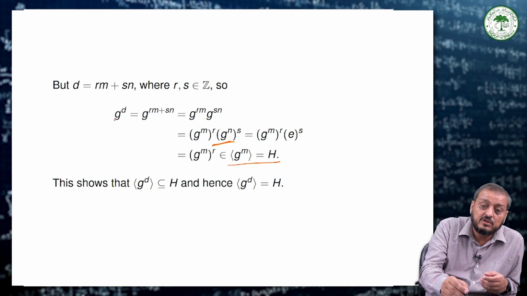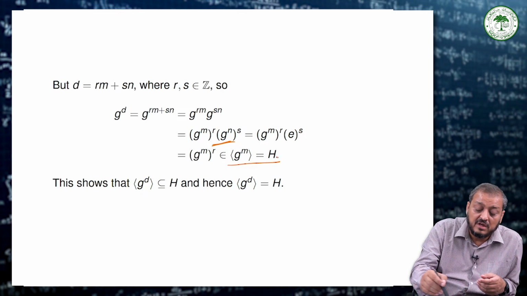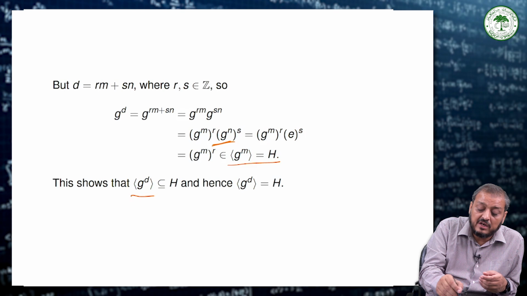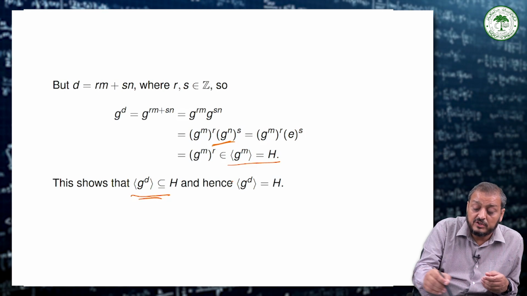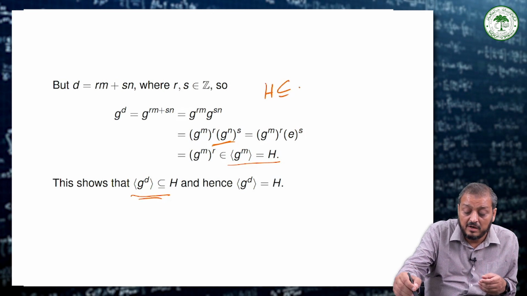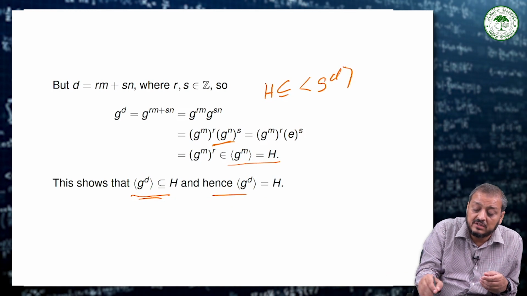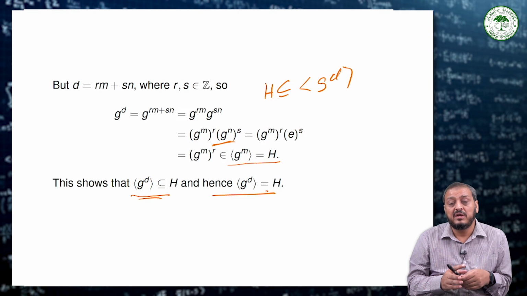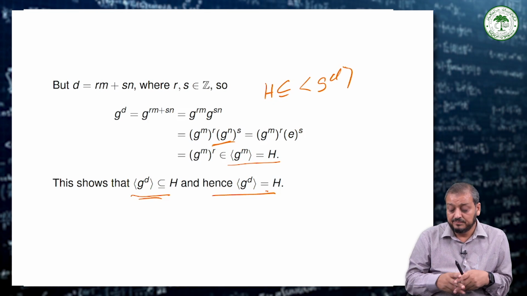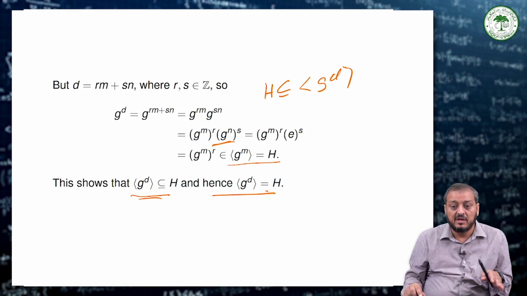So, we can say that g to the power d is an element of H. This means g to the power d is contained in H, and we have already shown that H is generated by g to the power d, and hence the generator of g to the power d is the same as H.